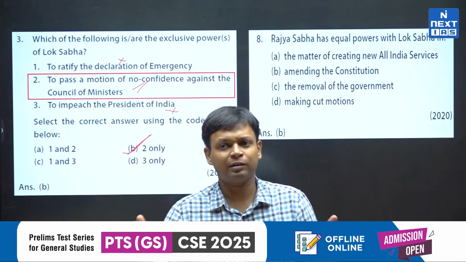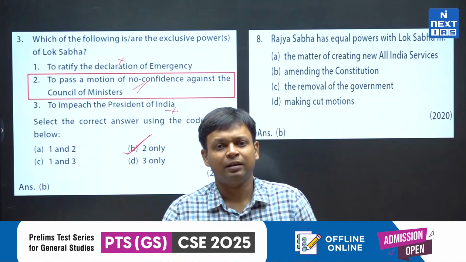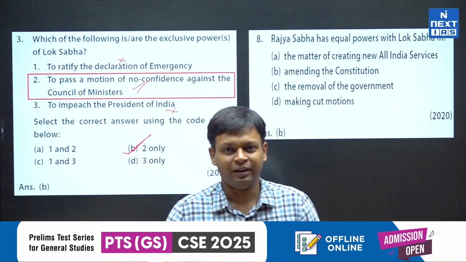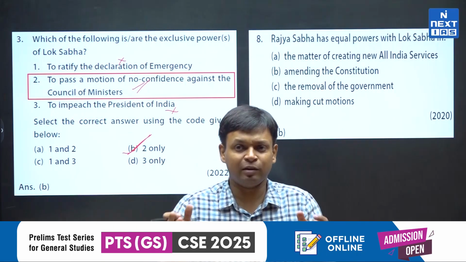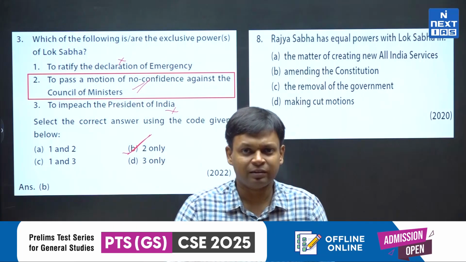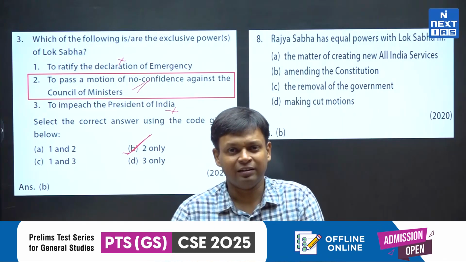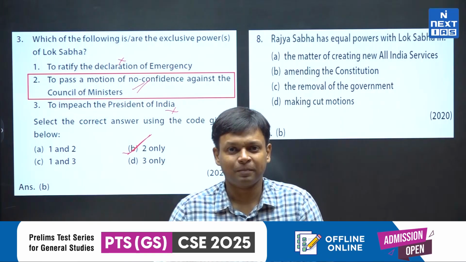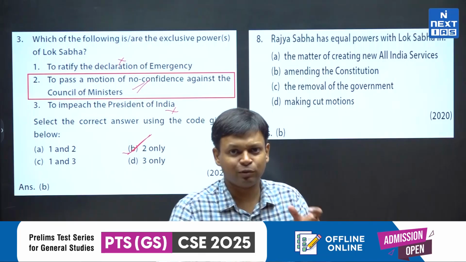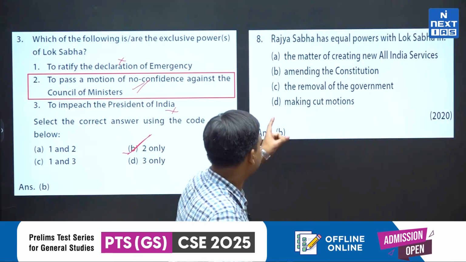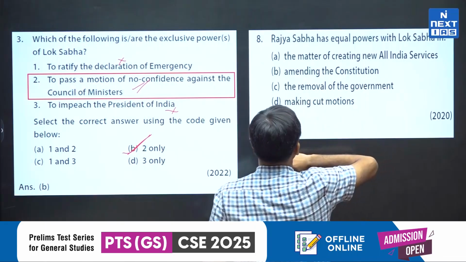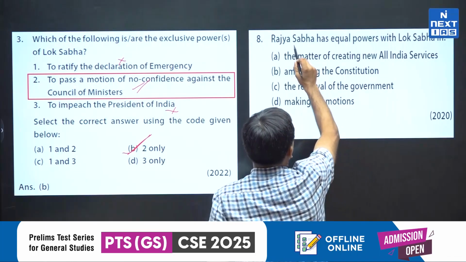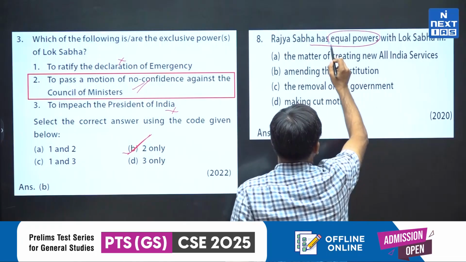And then you can conclude that which body is more powerful. We cannot say which body is more powerful. They have got their unique requirements. For running the government, Lok Sabha is more important. For running the federation, Rajya Sabha is more important. Okay? So that is how you have to understand and analyze. तो यहाँ पे एक statement आया. First one, the matter of creating a new All India service. तो Rajya Sabha has equal powers पूछ रहा है आपसे.